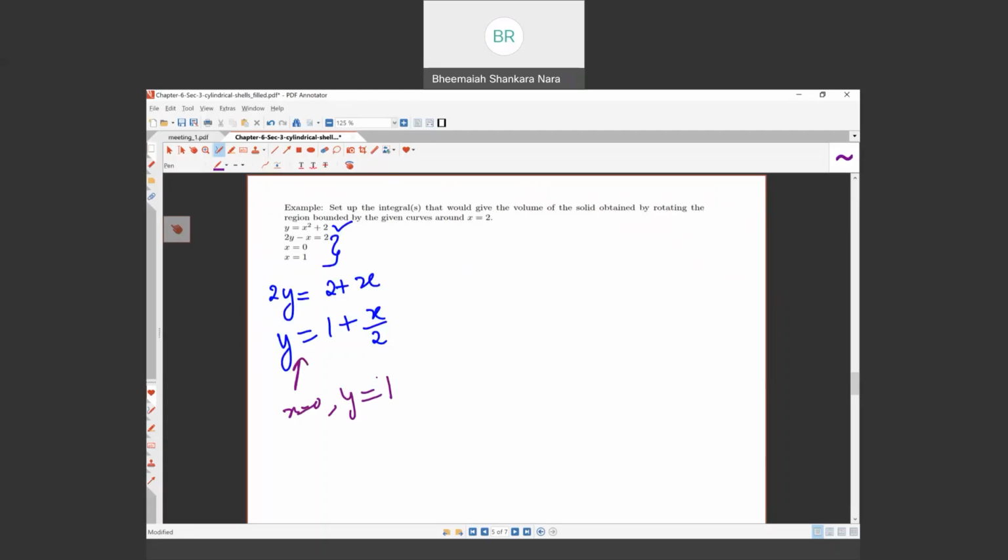So this is one intersection point of the line x equal to 0 and the line 2y minus x equal to 2. Similarly, find the other intersection points between the curves and the lines and try to trace them. So here is the open upward parabola, which is shifted 2 units up. So this is 0, 2. This is our y equal to x squared plus 2 parabola.